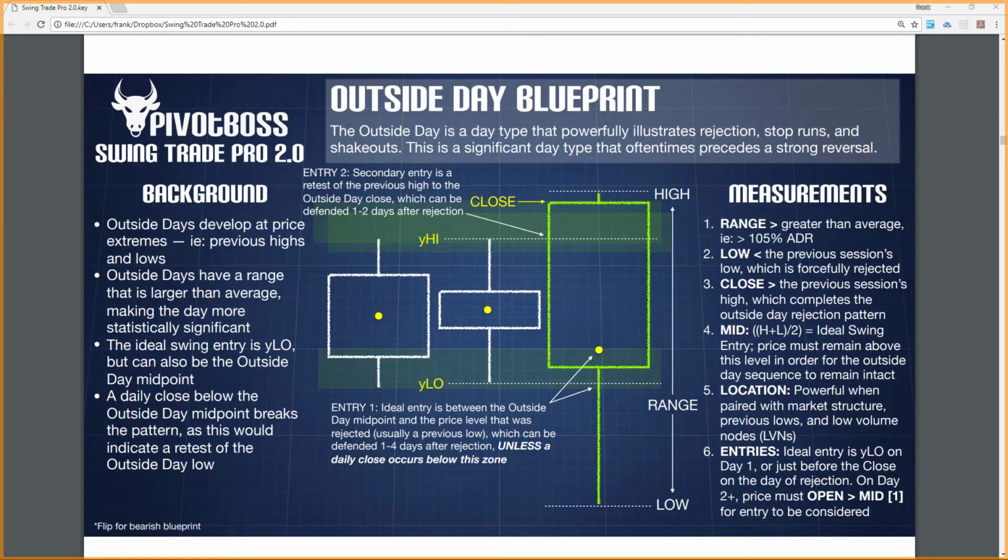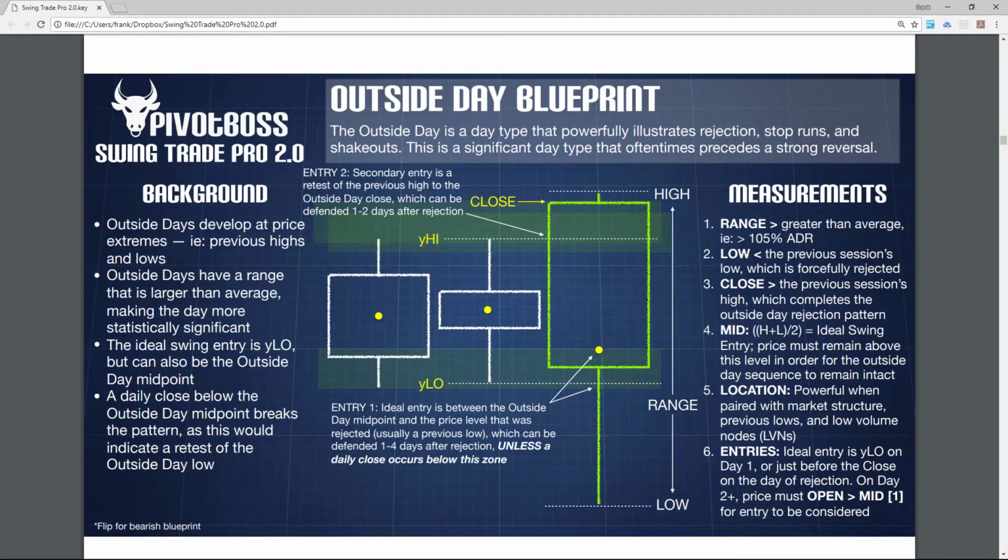So let's look at the background. You have outside days develop at price extremes, like previous highs and lows, very similar to the other patterns we're looking at. Outside days have a range that is larger than average, making the day more statistically significant. So again, it needs to be greater than average. While a rejection day can be 125% of ADR, an outside day may just be slightly bigger than average. Again, I just say above 105%. Anything above average would be good, because if these are average here, then price is dropping a little bit below it and then closing back above it.